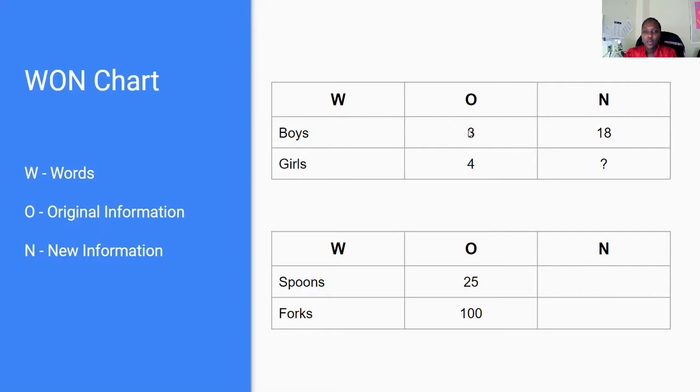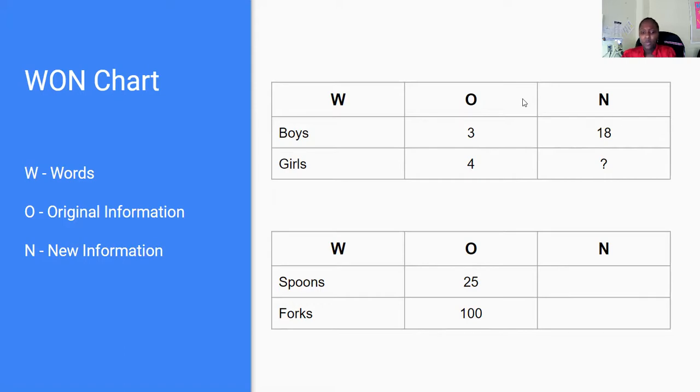If I had 3 boys and 4 girls, what would be the comparison if I had 18 boys? Well, what did I do to the 3 to get to 18? I know my numbers went up, so I either added or multiplied. So if I added, 3 plus 15 would give me 18. But if I multiplied, 3 times 6 would give me 18.